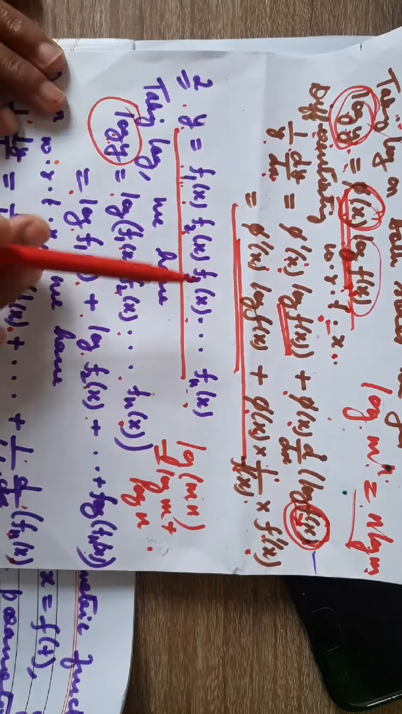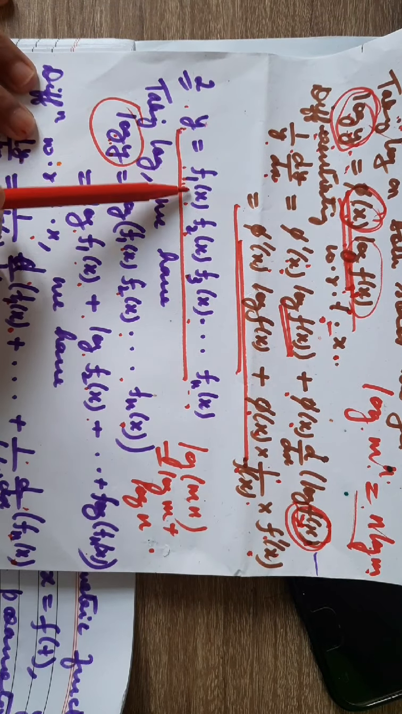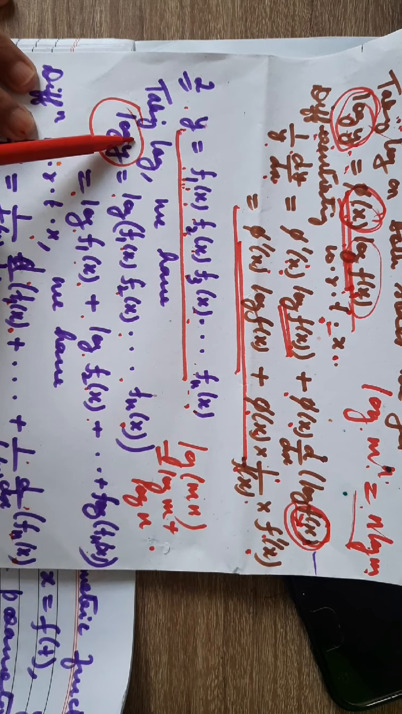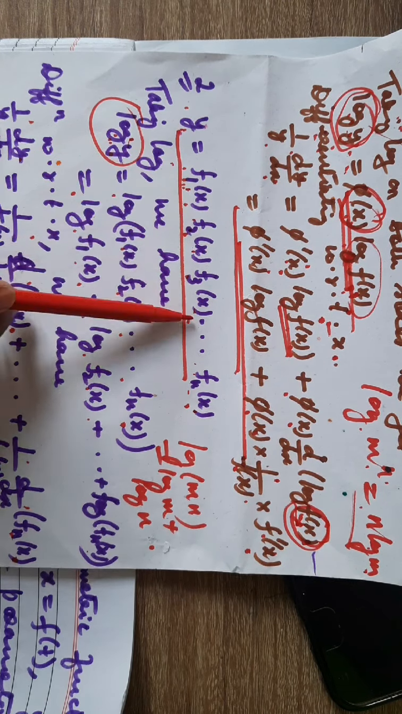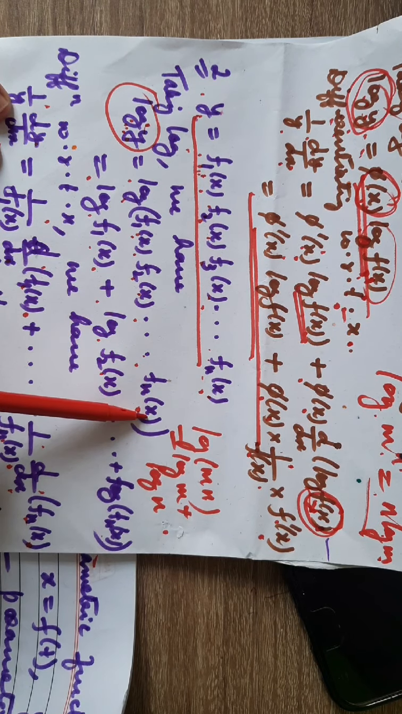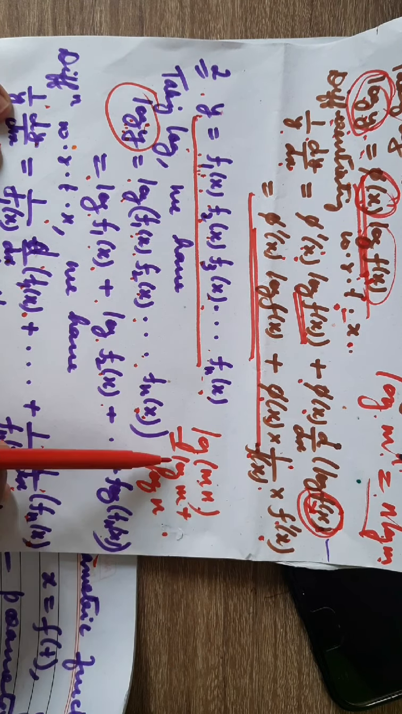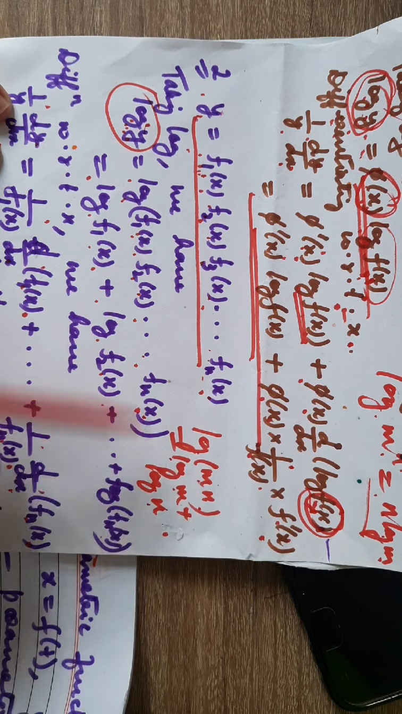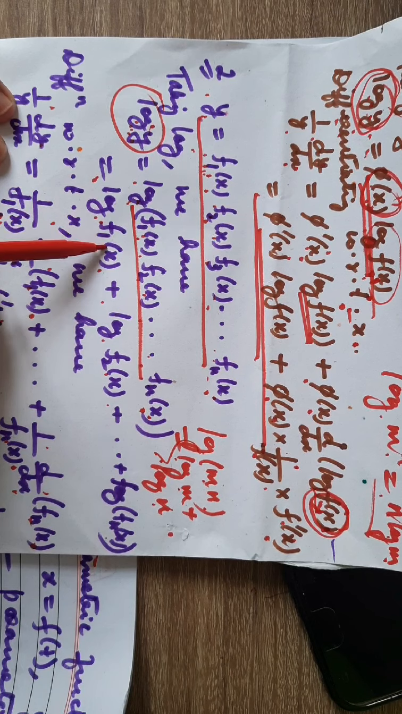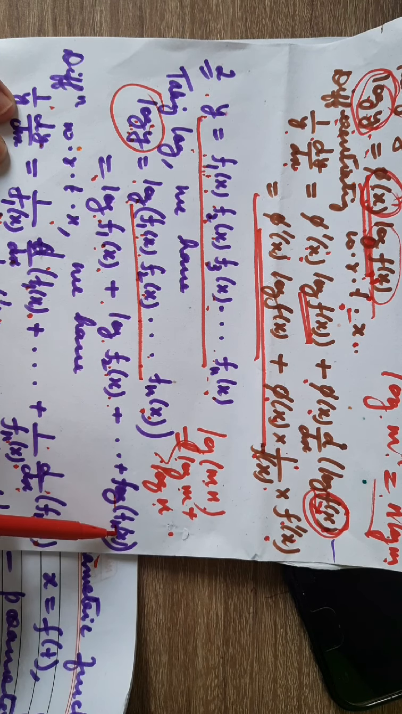And type 2 is if y is a product of many functions, say f1(x) into f2(x) and so on up to fn(x). Then in this case also you take log on both sides. So log y will be log of f1(x) f2(x) ... fn(x). But what is log of mn? It is log m plus log n. So by applying this property of logarithm, it will become log f1(x) plus log f2(x) plus ... plus log fn(x).